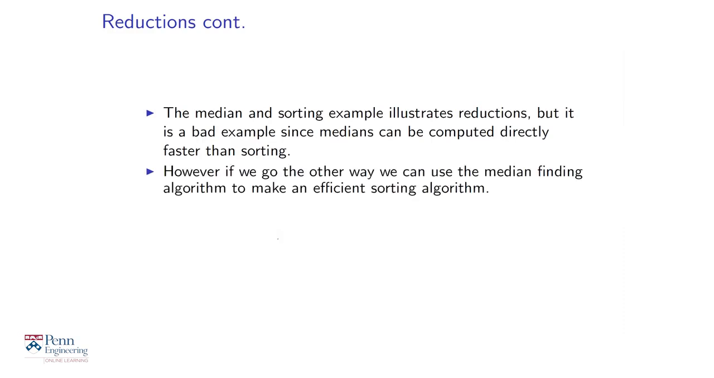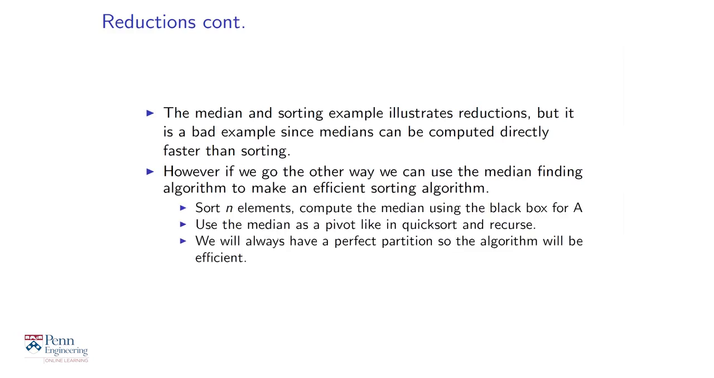But we can also go the other way. Let's change the roles of A and B, of median finding and sorting. Can we reduce the problem of sorting to the problem of median finding? Meaning, suppose I have an efficient algorithm for finding the median of n numbers. Can I use that algorithm to sort? Well, you can reduce it because to sort n elements, you compute the median using the algorithm for median finding, and then use the median as the pivot in a quicksort-like algorithm and recurse on the two halves.